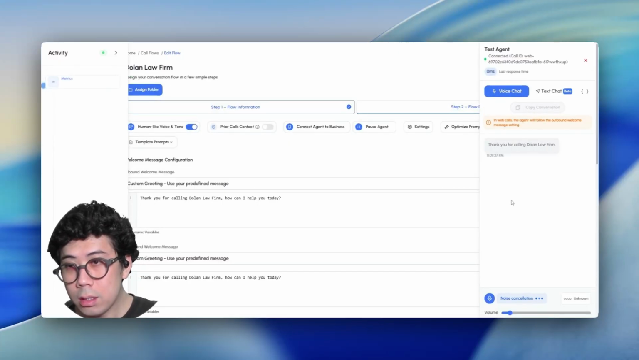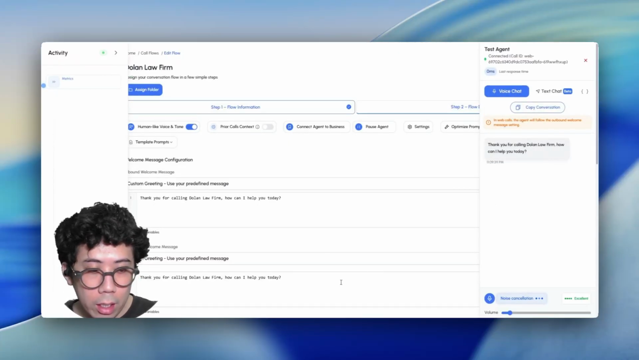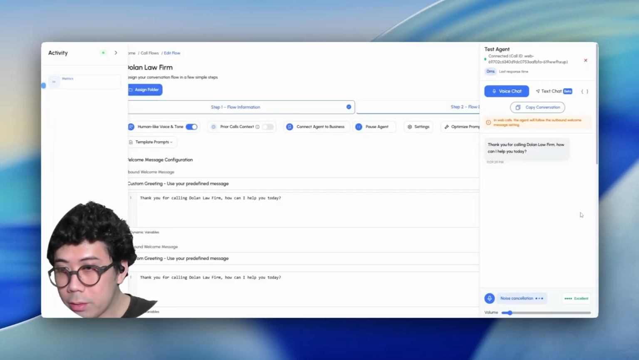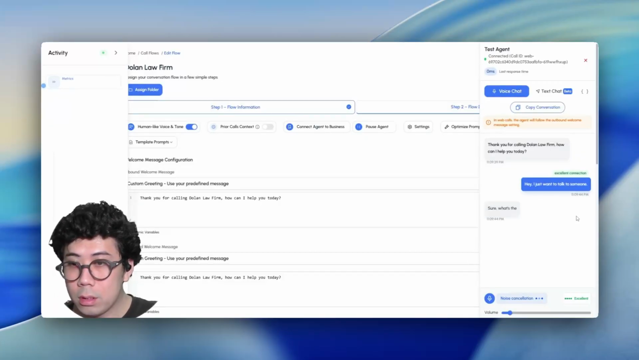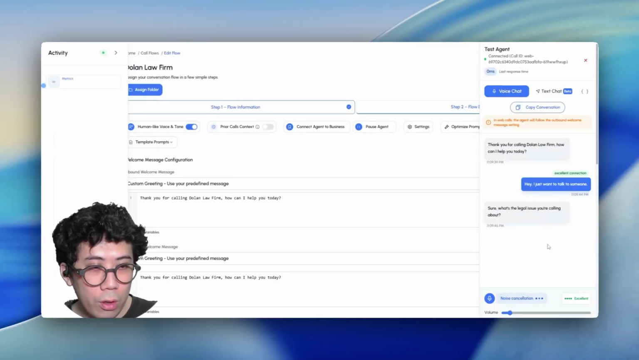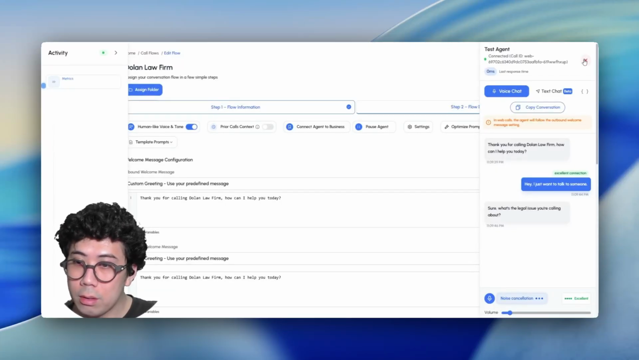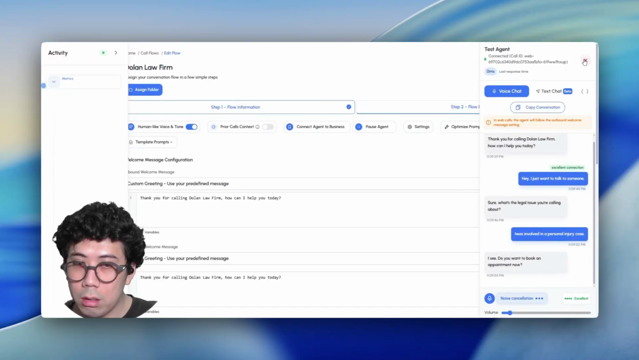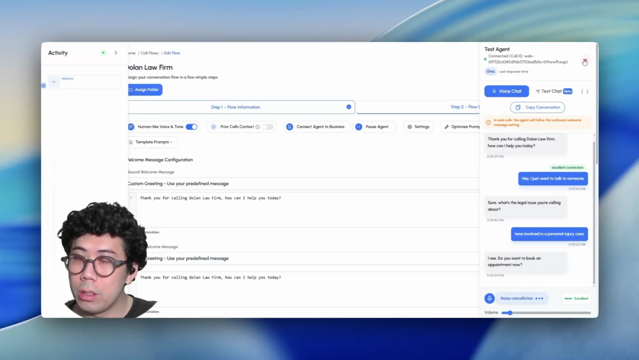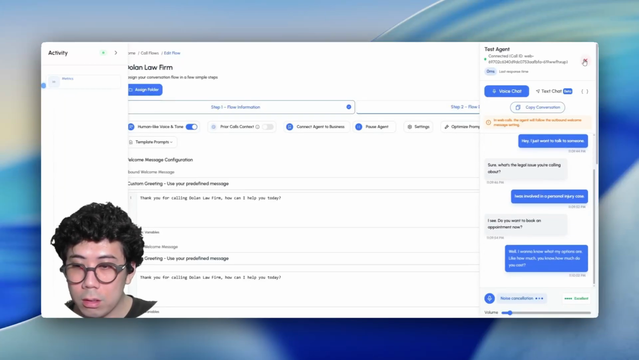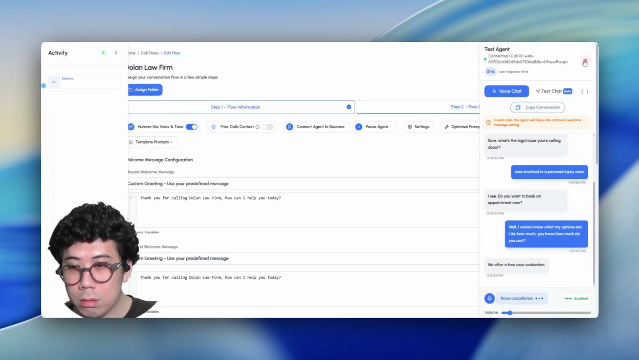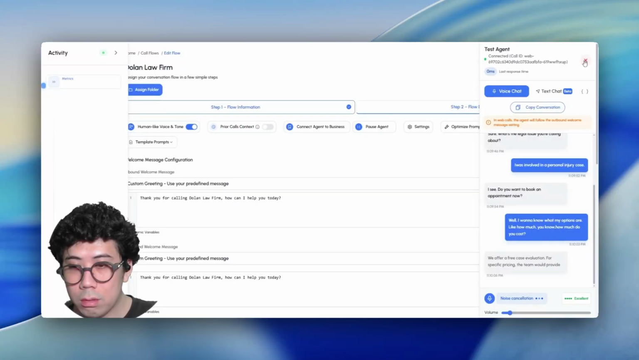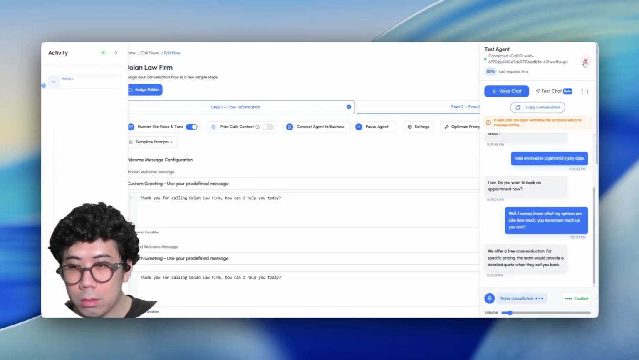Thank you for calling Dolan Law Firm. How can I help you today? Hey, I just want to talk to someone. Sure. What's the legal issue you're calling about? I was involved in a personal injury case. I see. Do you want to book an appointment now? Well, I want to know what my options are. Like, how much do you cost? We offer a free case evaluation. For a specific pricing, the team would provide a detailed quote when they call you back.